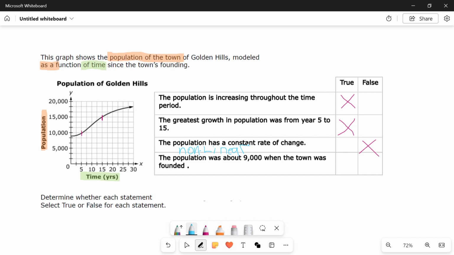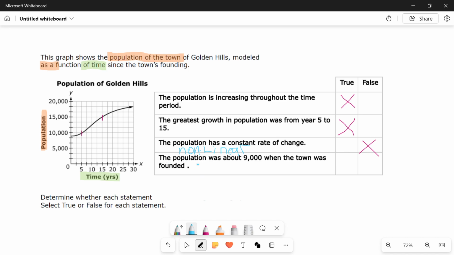Nonlinear means it does not have a constant rate of change. In other words, this line isn't straight, always going the same way. It's kind of slower, then it starts to get fast, then it starts to slow again. So it is not constantly changing the same. It is changing how quickly it's changing. It's changing the rate of change.